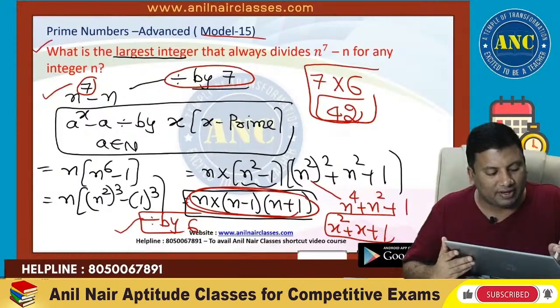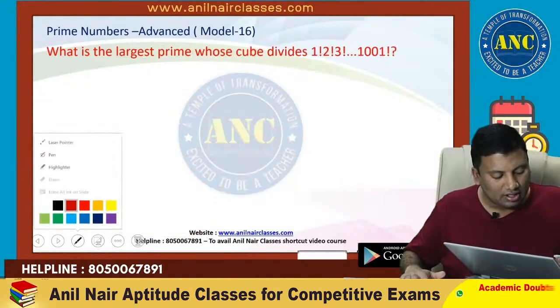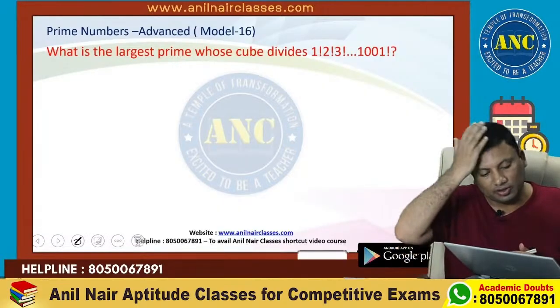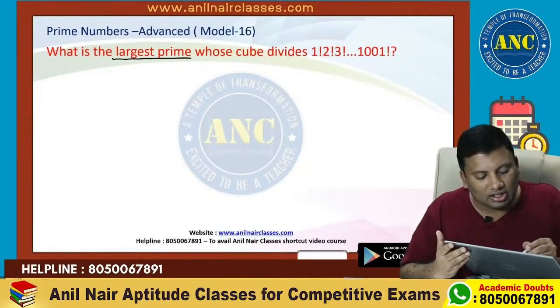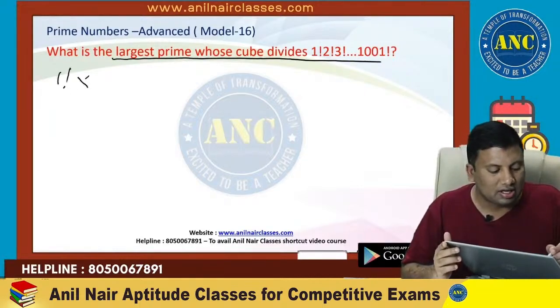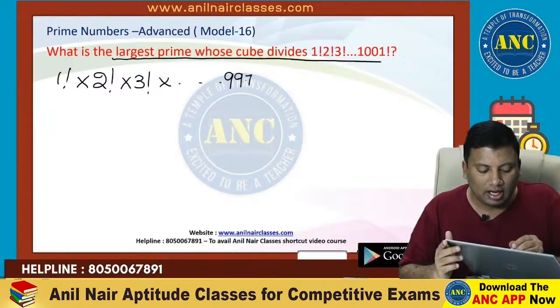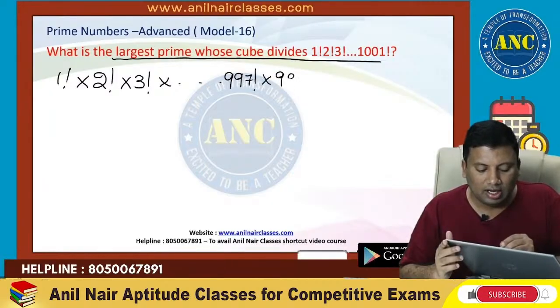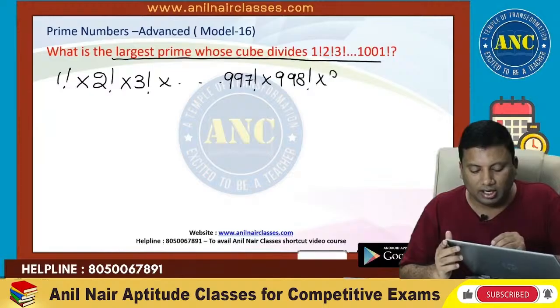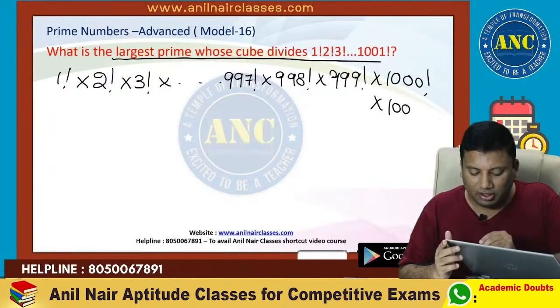Model number 15. Right after the class is over, please sit and watch the entire class. Another good question: what is the largest prime number whose cube divides 1 factorial into 2 factorial into 3 factorial and so on, up to 997 factorial, 998 factorial, 999 factorial, 1000 factorial and 1001 factorial?